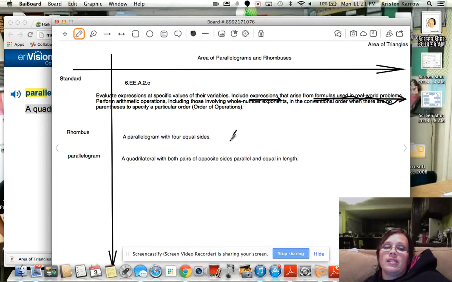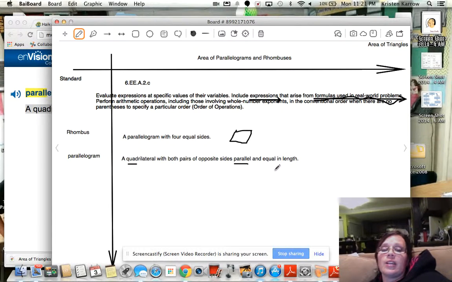So a rhombus would look more like this, pretending all 4 sides are equal. And these 2 sides are parallel, and these 2 sides are parallel. A parallelogram is a quadrilateral. That's a 4-sided figure. It has the root quad, with both pairs of opposite sides. So this side and this side, and this side and this side. Both pairs of opposite sides are parallel, hence the word parallelogram.